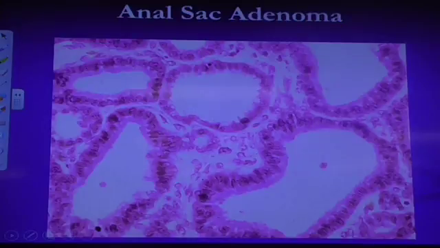Okay, so this is an example of an anal sac adenoma. These look like cuboidal to columnar epithelial cells. These look more columnar than these, so I think they're columnar. So you have these cuboidal to columnar epithelial cells forming a gland. And a gland is just an enclosed space. And glands are secretory. So anal sacs secrete anal sac fluid.